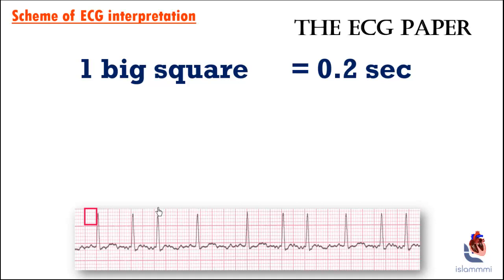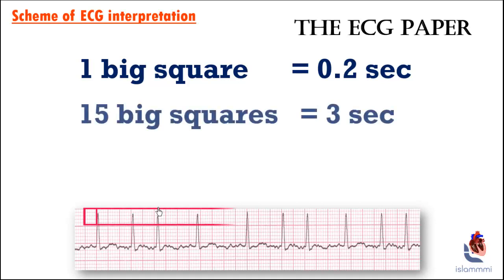Okay, so what we're going to do, we'll take 15 boxes out of this ECG. 0.2 multiplied by 15 boxes, so this is representing only 3 seconds in the ECG. Okay? And then we know how many QRS are coming here. How many R waves? 1, 2, 3, 4, 5. So we have 5 beats in 3 seconds. Only 3 seconds. So are we calculating the heart rate in 3 seconds? We are calculating the heart rate in 60 seconds.